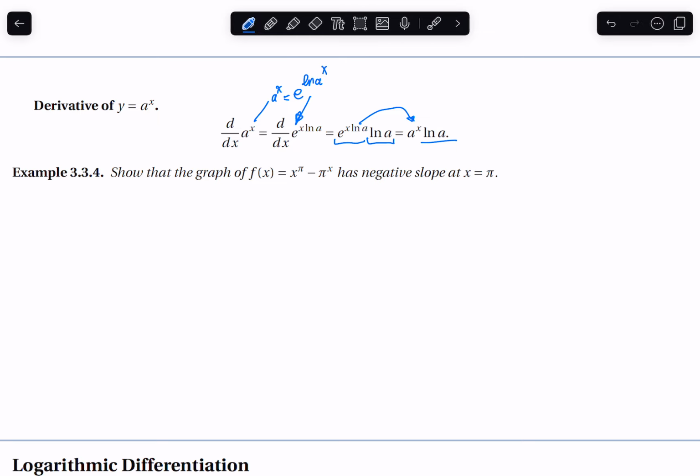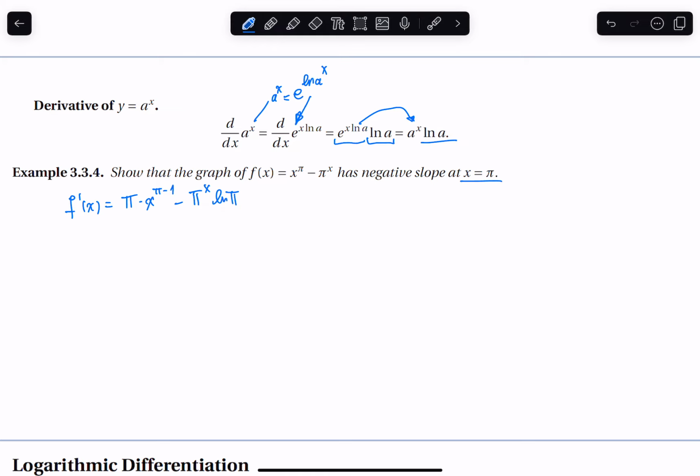Now let's look at the example. So let's take the derivative of this function. What is the derivative? X to the power pi. When we take the derivative, we get pi times x to the power pi minus 1. And for the second term, when we take the derivative, we get pi to the power x times ln of pi. Okay, so one is a power function, and this is an exponential function.